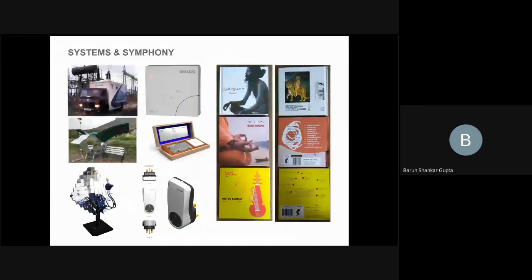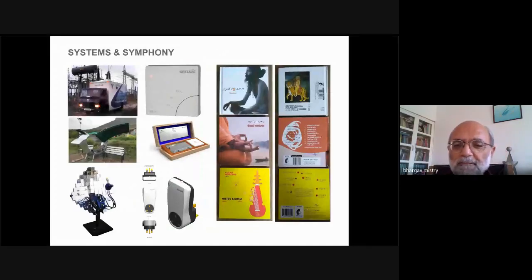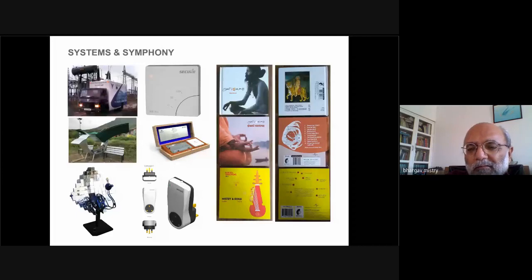Yeah, we can see Systems and Symphony. Now, on the right, I'm showing you three of my, so-called, I'm in a rough way using the word symphony, but these are the three albums. These are the so-called systems, creations of three different music albums which I've made. And while these were being made, parallelly, these projects were going on.